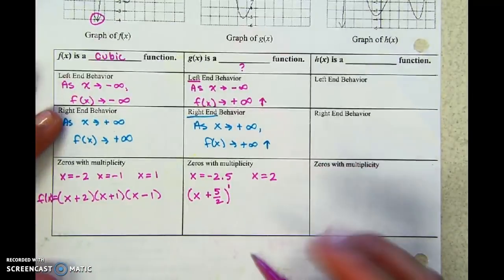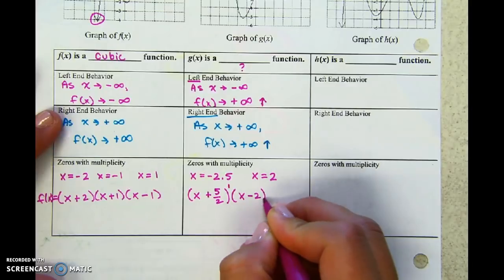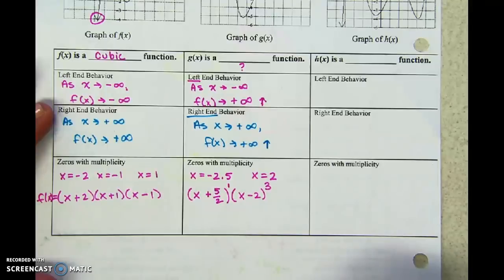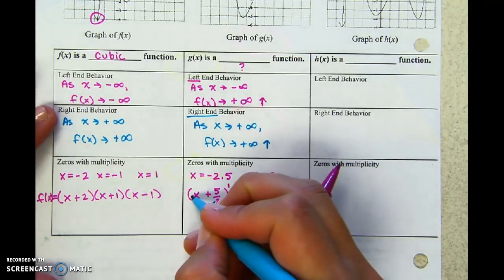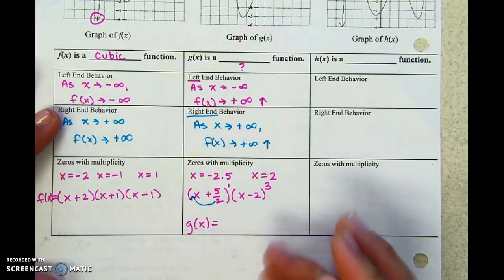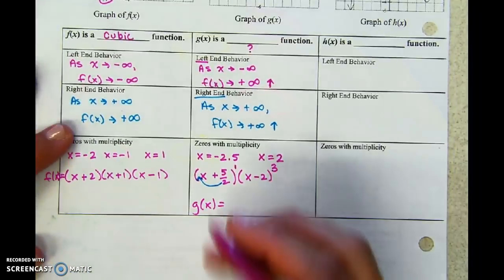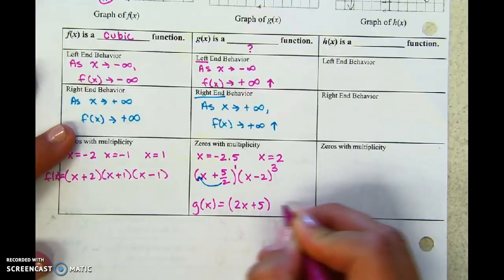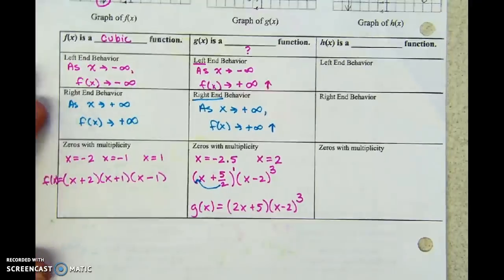So watch what we're going to do here. This has a multiplicity of 3. Cool? We're going to do one more thing. You see that 5 halves? We usually don't have that there. So we're going to say G is it positive or negative? Are these both going up or down? They're both going up. So G is a positive 2x plus 5 times x minus 2 to the third power.